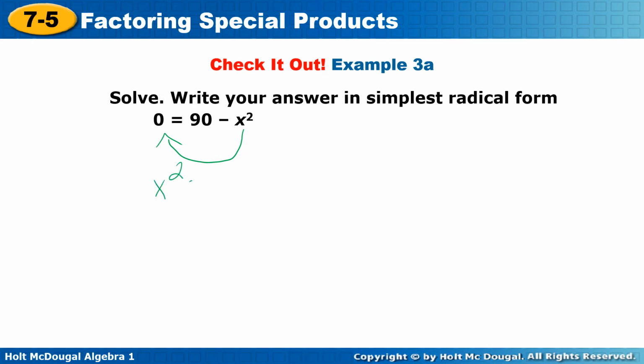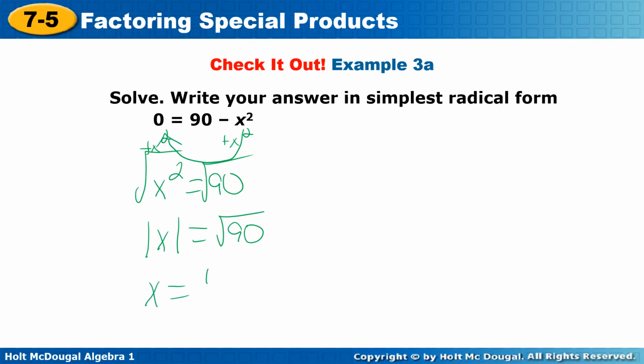So we would have x squared equals 90 if we add x squared to both sides. So then we've isolated the square. Now we can take the square root of both sides. Don't forget, if we're taking the square root of a square, it leaves us with the absolute value. And over here we have root 90. Remember, to undo the absolute value, we have positive and negative root 90.